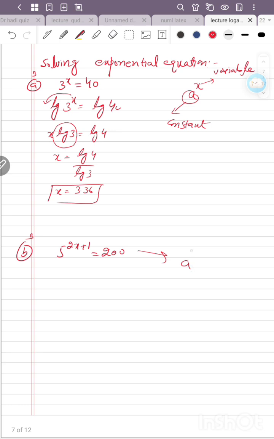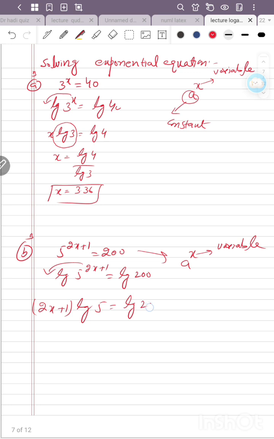You have a constant and the power is a variable. You take log both sides: log of 5 power 2x plus 1 equals log of 200. Here the power will come to the start: 2x plus 1 log of 5 equals log of 200.